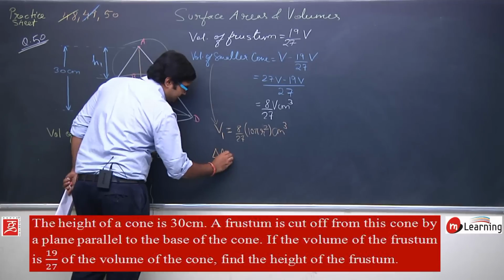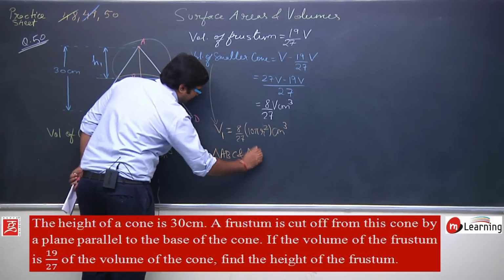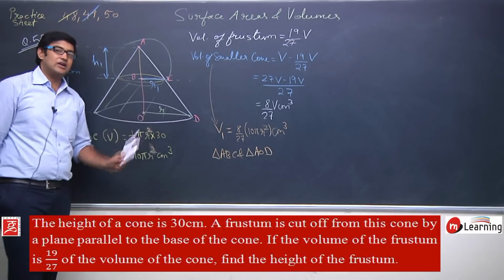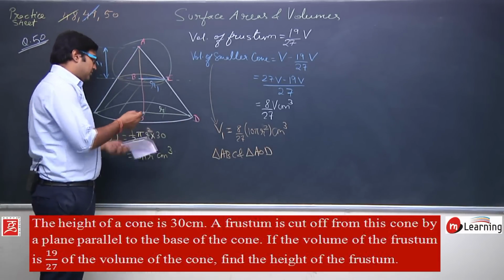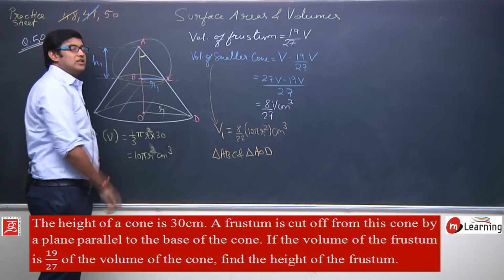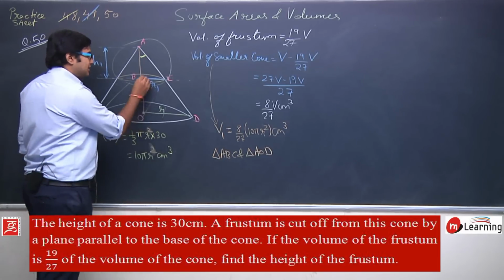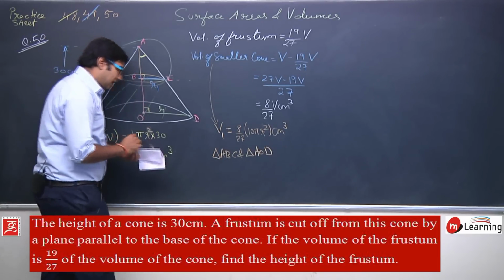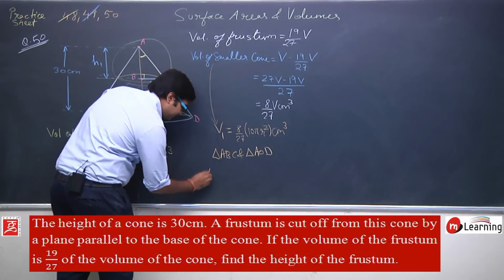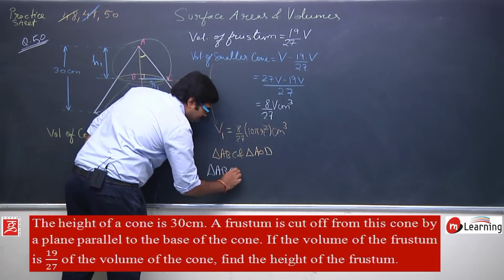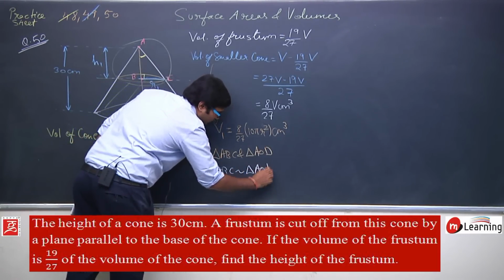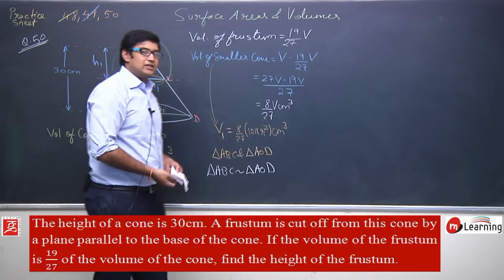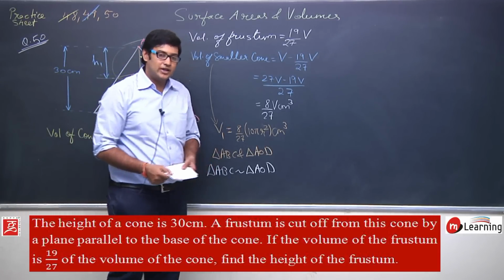ABC and triangle AOD, if you consider the two triangles, one is ABC and another is AOD, in both these triangles you can see this angle is common for both the triangles. Similarly, this angle is 90 degrees and this angle is also 90 degrees. So I will say triangle ABC is similar to triangle AOD by the angle-angle corollary. In the similarity of triangles, we have studied this angle-angle corollary.